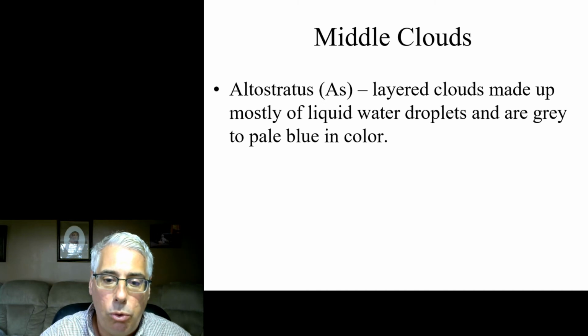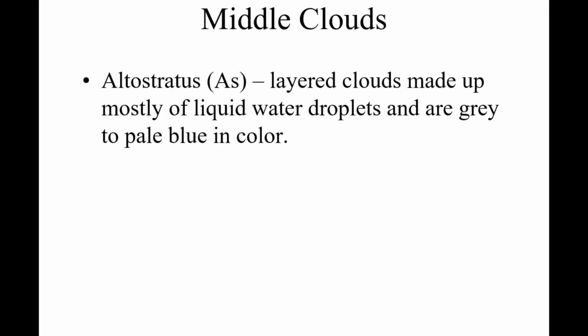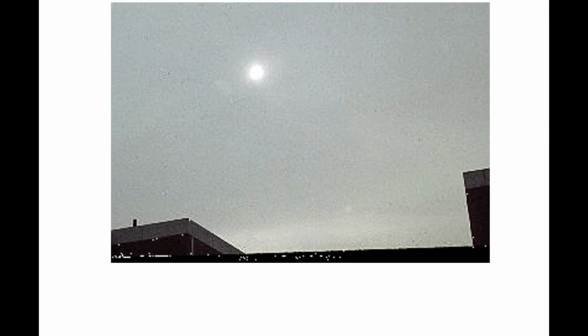And alto stratus clouds are layered clouds made up of mostly liquid water droplets because they're still pretty low in the sky. A lot of times they're gray to pale blue in color, and at times you can see the sun through them. So the sun's being filtered through the clouds right now. And there's another alto stratus.